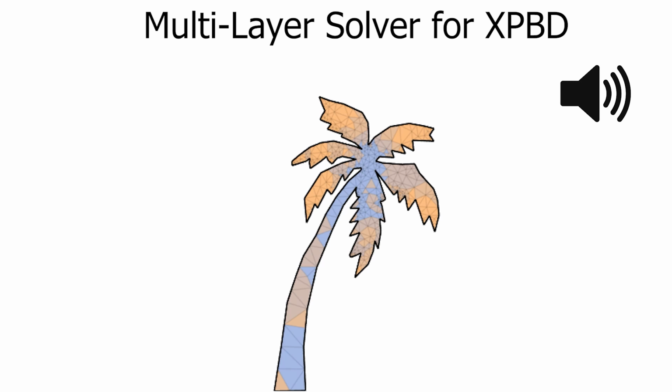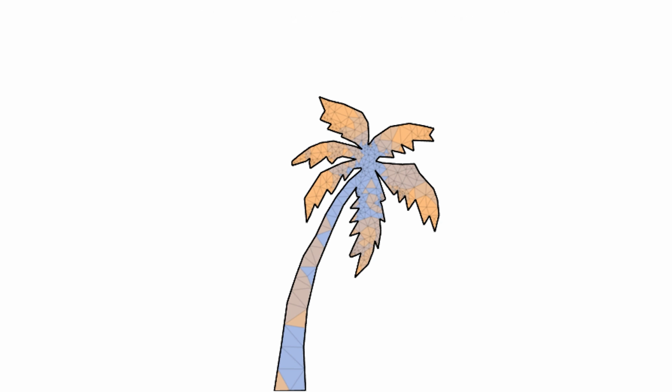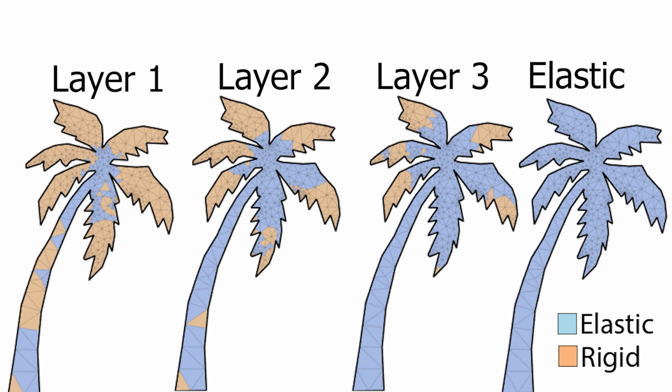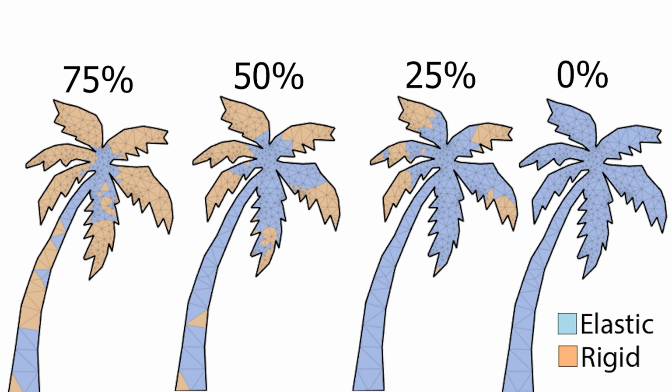We introduce a multi-layer approach to accelerate the simulation of elastic solids with extended position-based dynamics. Our approach performs solver iterations on a sequence of approximate models, from mixtures of elastic and rigid parts with different percentages of rigidification to fully elastic. Rigid layers are built incrementally, always including the previous layer as a subset.